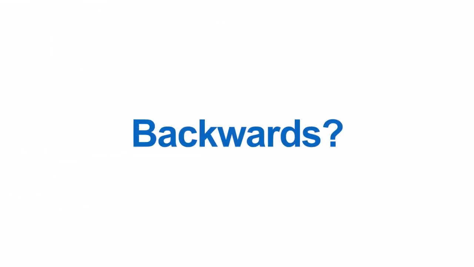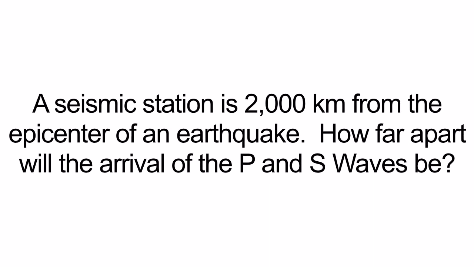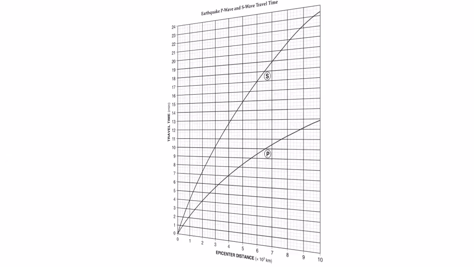Something neat is true though. We can actually do the same problem backwards. Here's how that would work, and I'm going to use different numbers. Let's say we're faced with this question. A seismic station is 2,000 kilometers from the epicenter of an earthquake. How far apart will the arrival of the P waves and S waves be? So in this example, I'm giving you the epicenter distance and asking you to work backwards to find the lag time. Let's see how we would do this.